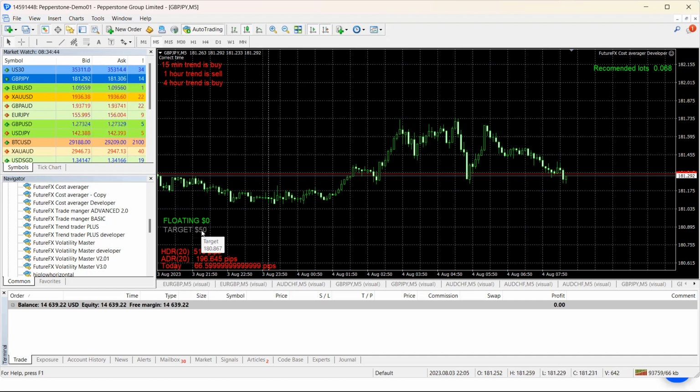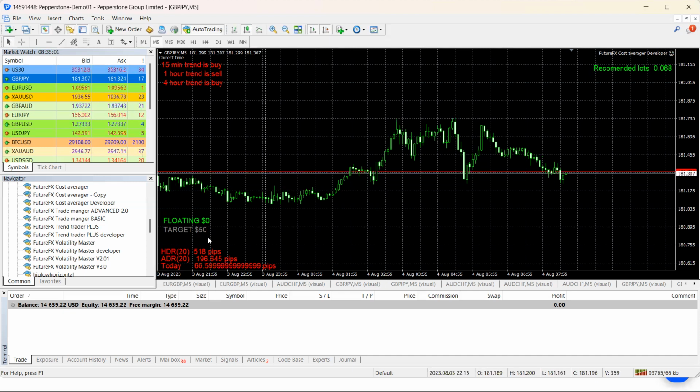It's set to $50, and this will just count down from 50 down to 0 as you make profit. Once it gets to 0, writing will come up here saying target hit in red writing, and there'll be no more trading. All the trades will be closed and no more trading for that day. It is possible to start it again by reloading the software onto the chart, but other than that, that's the end of trading for the day.